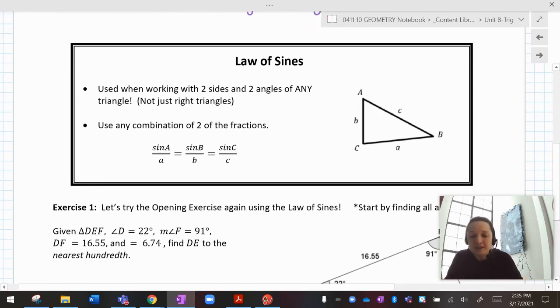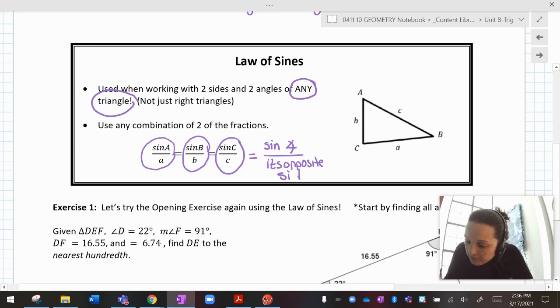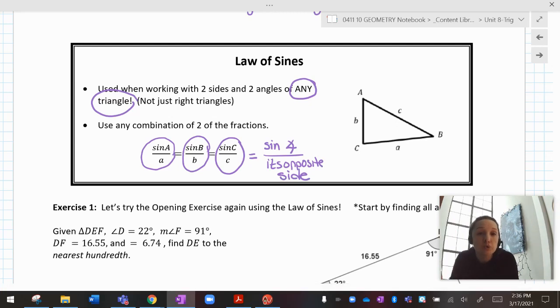The law of sines says if you have any triangle, you can set up an extended proportion that says the sine of A over side A equals sine B over side B equals sine C over side C. I want you to write this: the sine of an angle over its opposite side is going to equal the sine of another angle over its opposite side if you're within one triangle.